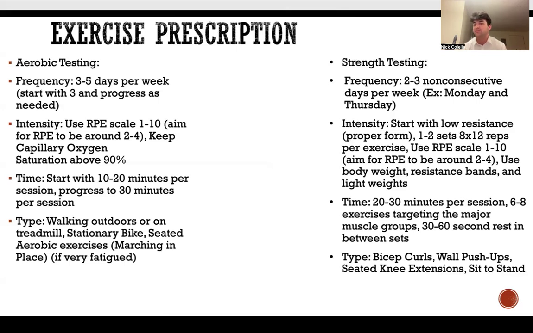Would use body weight, resistance bands, and light weights. Time 20 to 30 minutes per session, 6 to 8 reps targeting each muscle group. 30 to 60-second rest in between sets. Type, I would have her do bicep curls, wall push-ups, seated knee extensions, and the sit to stand test that I was talking about earlier.